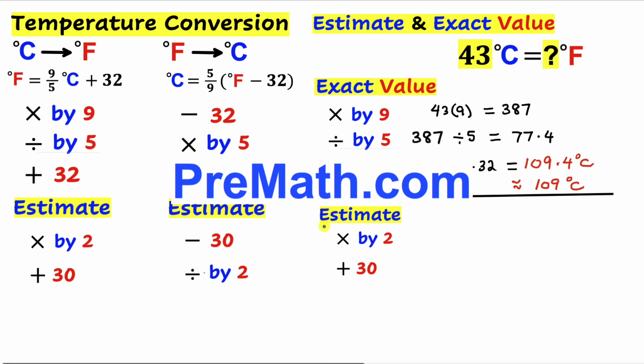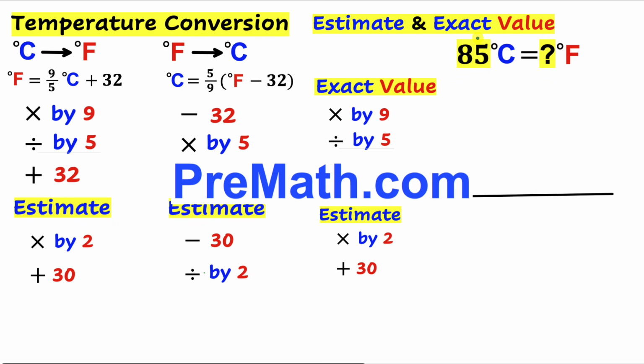And now we are going to calculate the estimate as well. And to calculate the estimate, we are going to multiply by 2. And then finally, we are going to add 30 to it. And here our number is 43. I'm going to multiply 2 to it. That is going to give us 86. And now I'm going to add 30 to 86. That is going to give us 116 degrees Fahrenheit, and that's our estimate.